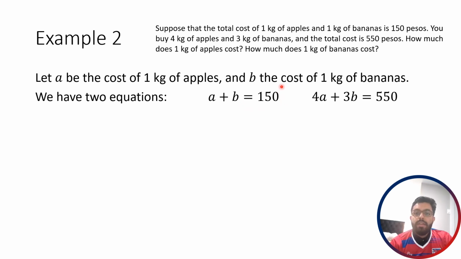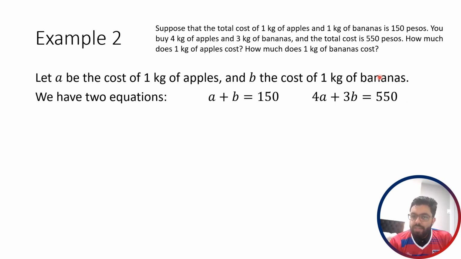We also know that if you buy 4 kilograms of apples, so 4A, and you buy 3 kilograms of bananas, so 3B, then the total cost is going to be 550 pesos. So we've got these two bits of information. Suppose two of you go to buy some apples and bananas, and one of you buys just 1 kilogram of each and has to pay 150 pesos, and one of you buys 4 kilograms of apples, 3 kilograms of bananas, and it's 550 pesos. Those are your two pieces of information, and we have to figure out what A is equal to and what B is equal to.